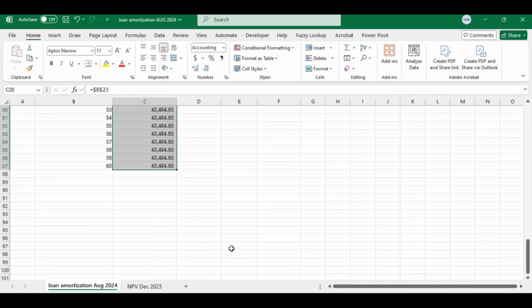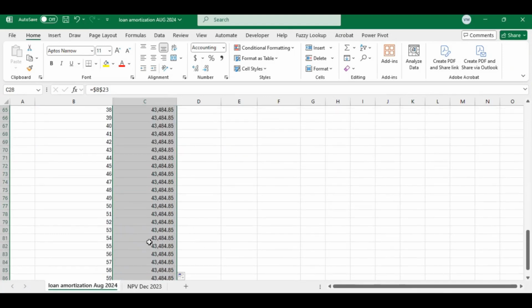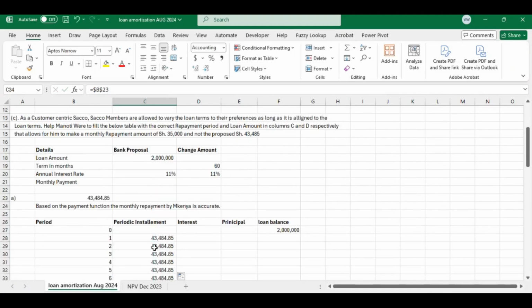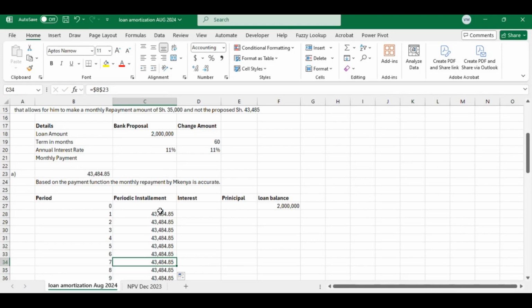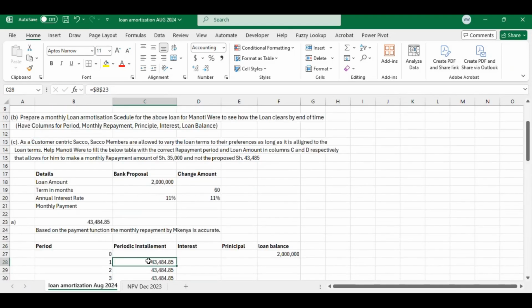So that when I use the fill series, I'm able to fill the entire row, and you can see that I've filled this entire row with the same value. So if it was to change above, it will equally change from period 1 up to period 60, because I've made this an absolute reference.